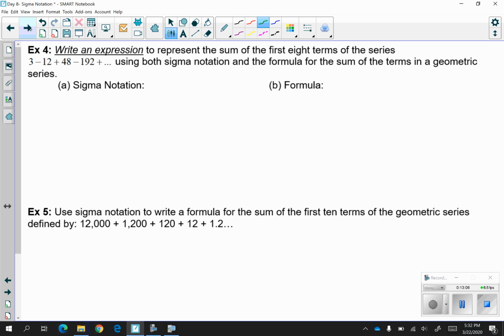So let's try another. This one wants you to write an expression, again, not finding the actual value, just writing out the formulas, to represent the sum of the first 8 terms of the series. They want you to use both sigma notation and the formula. This one's on your reference sheet. And they're telling you it's geometric. So automatically this one on the left, find the explicit formula first. My first term is 3. Because I'm alternating between negative and positive terms, I automatically know that I'm going to have a negative common ratio. And it seems like we're multiplying by -4 each time.